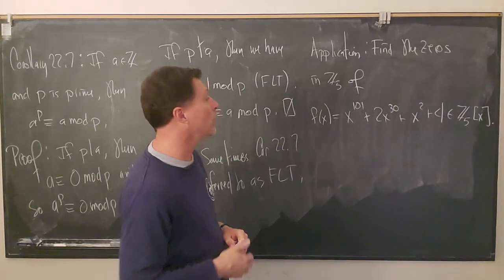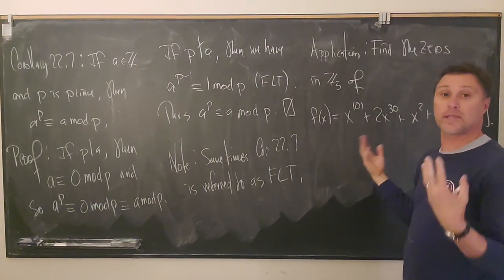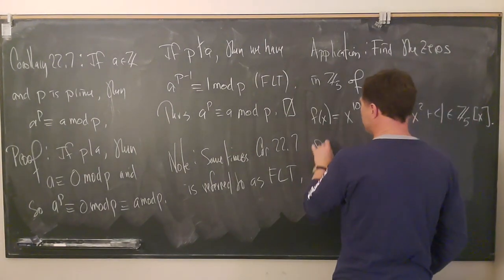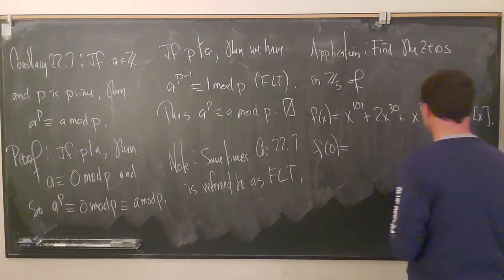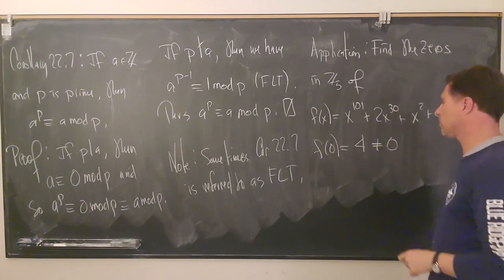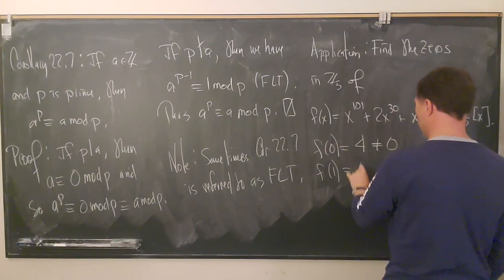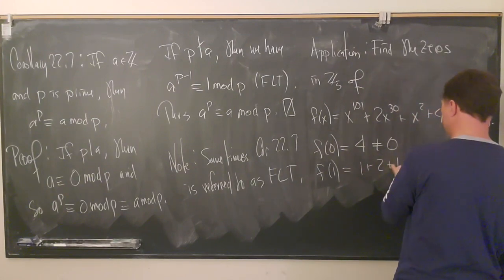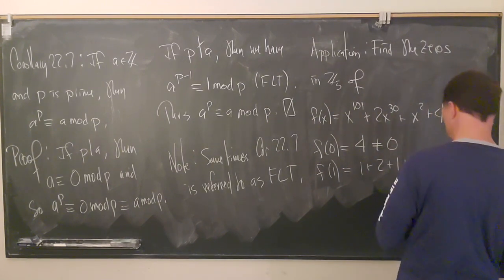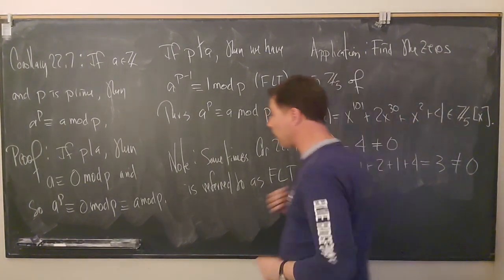So what do we need to do? We need to go through each of the elements of Z5 and plug them into this polynomial and see if we get 0 or not. Well, okay, so f of 0, that's equal to 4, right, which is obviously not equal to 0. F of 1, that's equal to 1 plus 2 plus 1 plus 4. That's equal to 8, which is 3. All right, so that's not equal to 0. So 0 and 1 are not zeros.